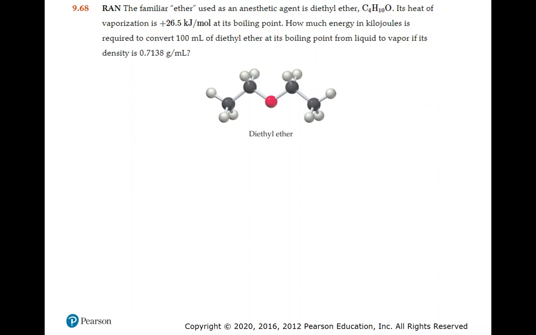But we're told that this compound has a heat of vaporization, so the amount of energy required to take the compound from the liquid phase into the gaseous phase, of positive 26.5 kilojoules per mole at its boiling point. How much energy in kilojoules is going to be required to convert 100 milliliters of diethyl ether at its boiling point from the liquid to the vapor if it has a density of 0.7138 grams per milliliter?